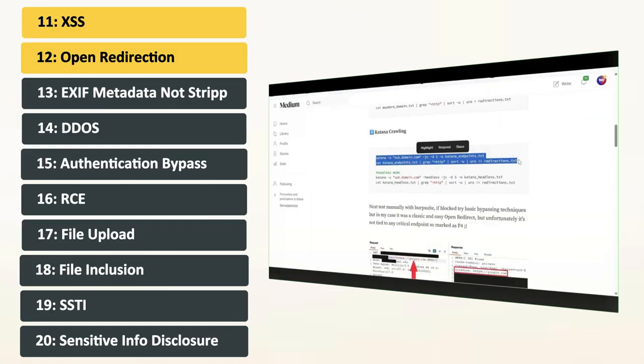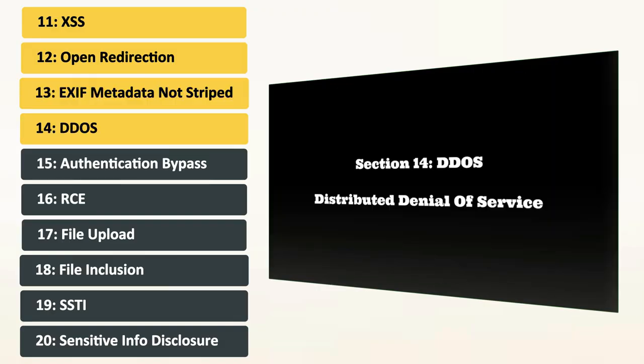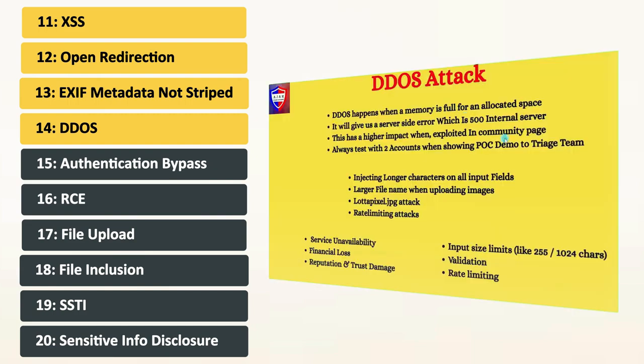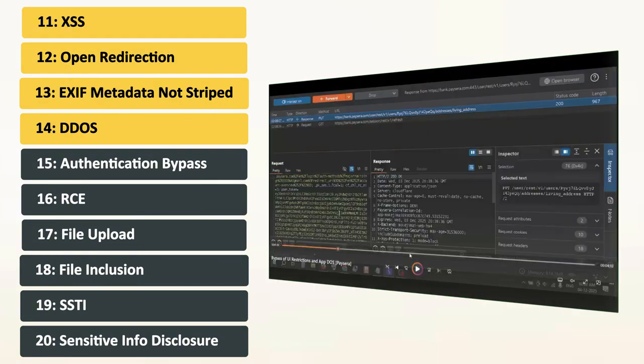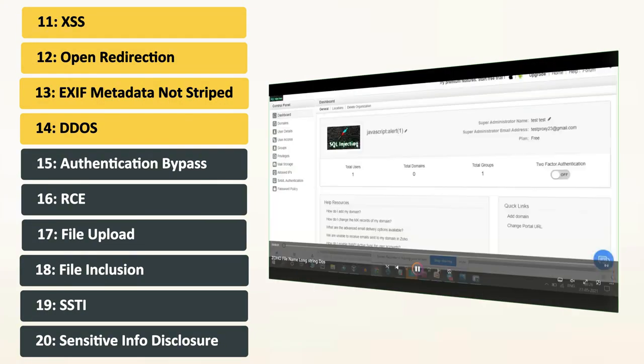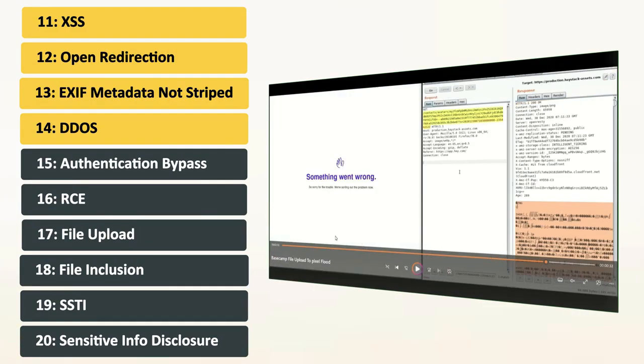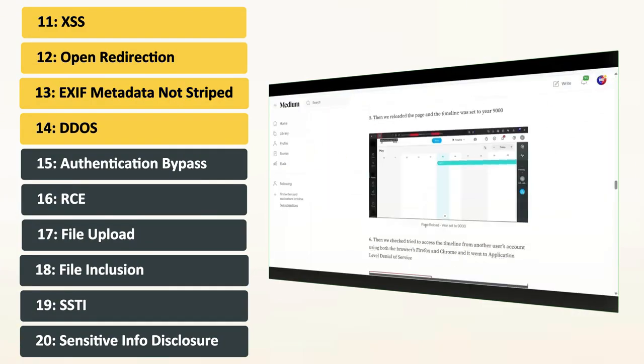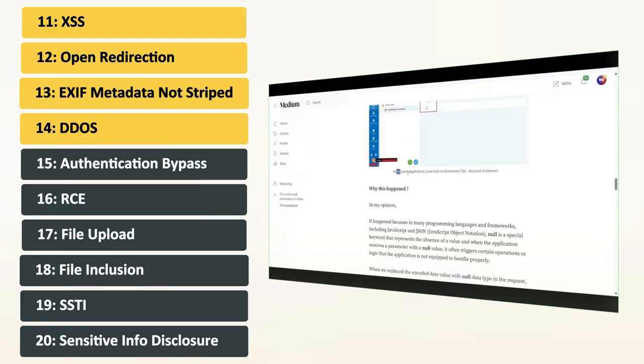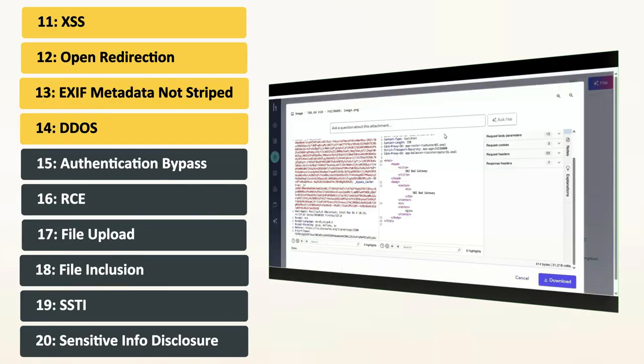Section 14 will be distributed denial of service, which we mean DDoS. So this will also be a quick session, but here we'll be escalating this DDoS into an application level DDoS. So where you can actually escalate this bug into P2. And we'll also be looking into different types of methods and different types of scenarios with private POC videos, and finally breaking down HackerOne reports, guys.